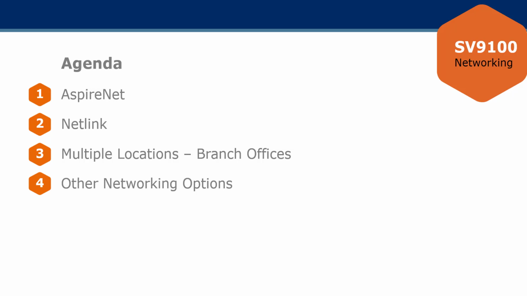So we're going to look at different options. We've got AspireNet, Netlink. We're going to look at multiple locations, branch offices, how we can build in redundancy and resilience into a solution, and other network options along the way. So with that said, let's get started.